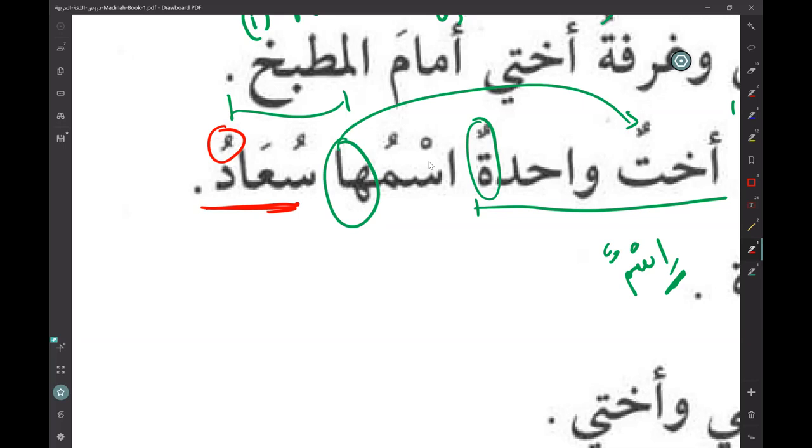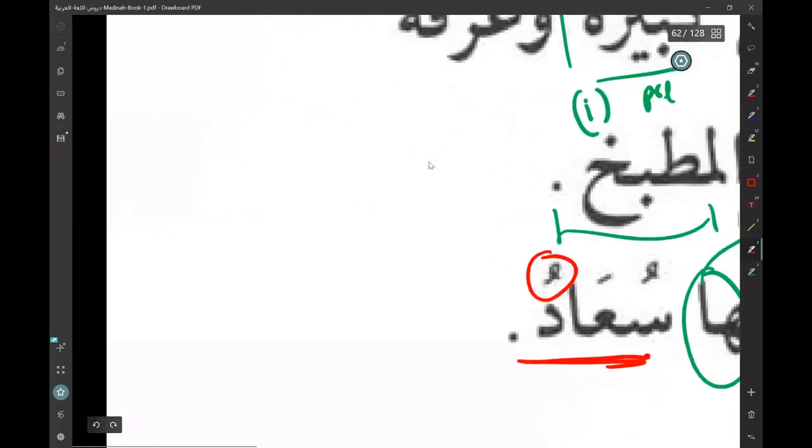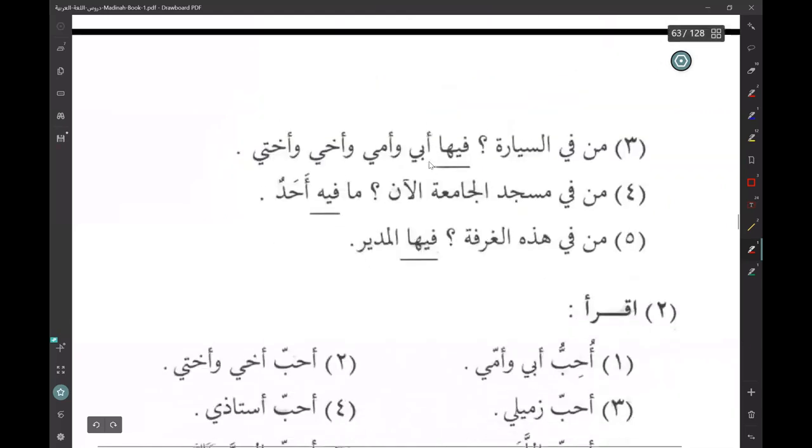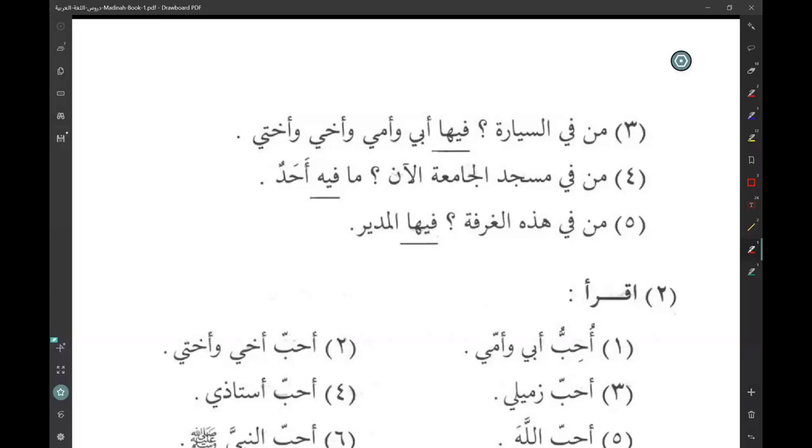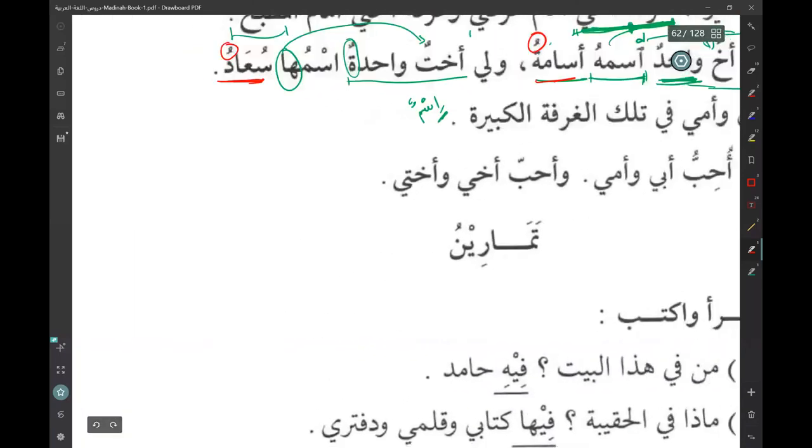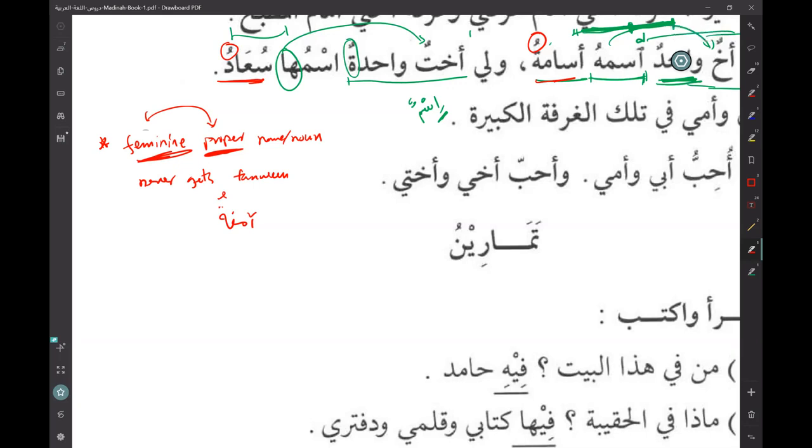So I don't know if I did this chart in this class or another class, but I'm going to go through this chart one more time. The rule is: feminine proper name, whatever you want to say. These two words, guys, just focus on these two words. Feminine proper name never gets tanween. Now, this is a rule, right? Aminatu, Aisha too. You guys are okay with this?